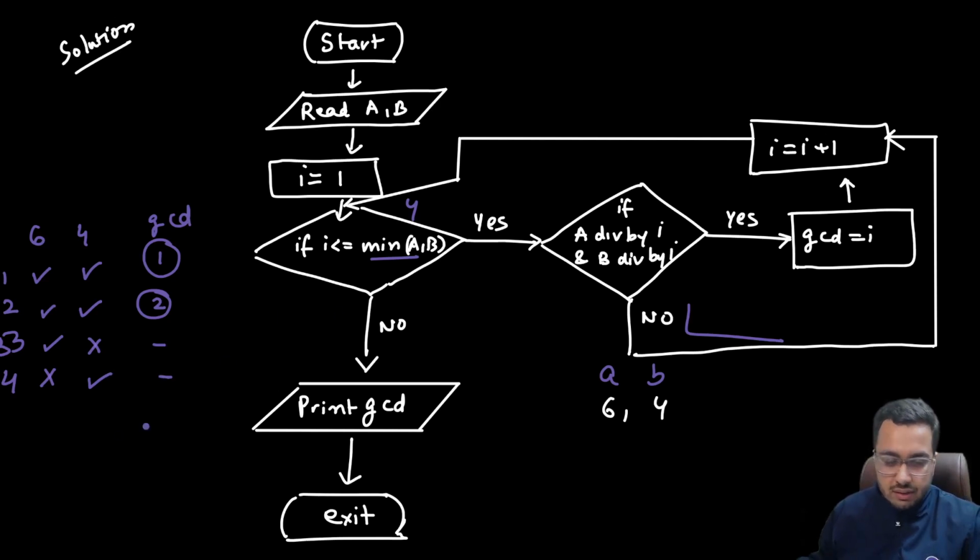So finally we make I as 5, and 5 is not less than or equal to minimum of a and b. So we come out of this loop, we print the GCD, and then we exit. That's all. That is how we have computed GCD using a very basic solution. Okay, so there are optimized algorithms to do it. There is Euclid's algorithm, but that would not be covered yet. It's a slightly advanced algorithm, and this is the most basic way of computing the GCD.